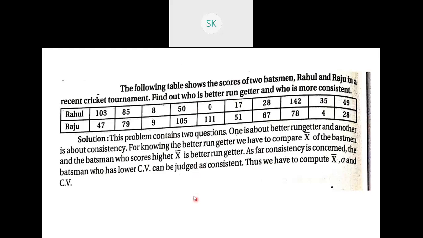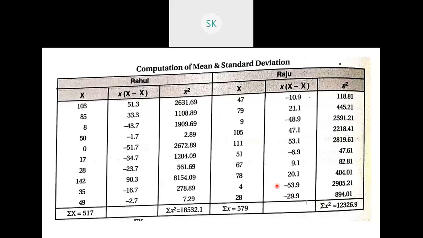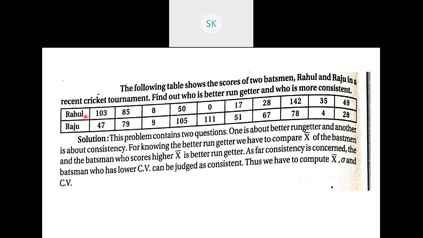Great, so let's go to the solution part. In the solution, we will be solving x bar, then the standard deviation, and also the coefficient of variation. This is the first table, where we are solving for Rahul as well as Raju. The data given to us is X, but the data of Rahul is given separately and Raju is given separately.